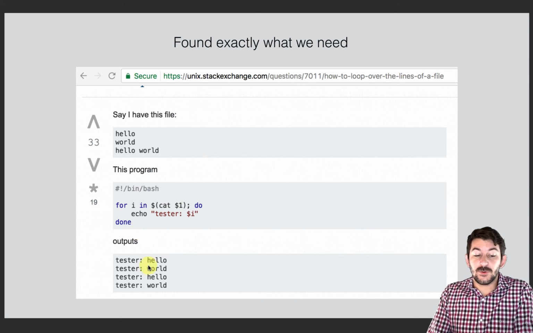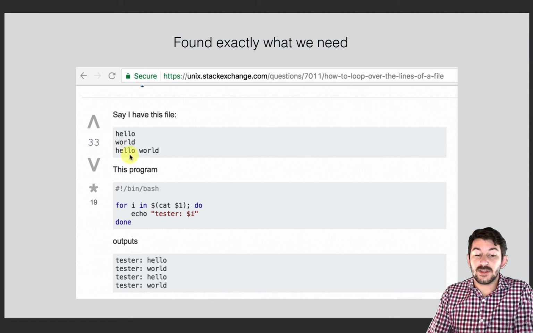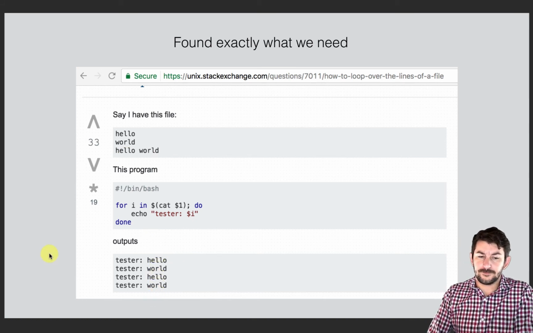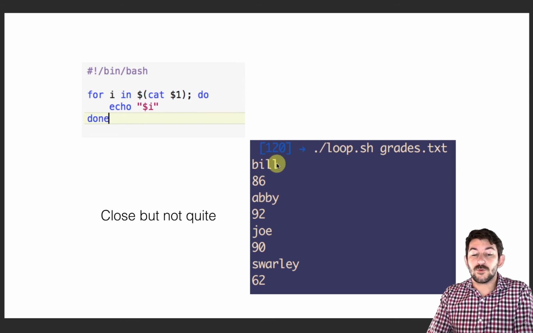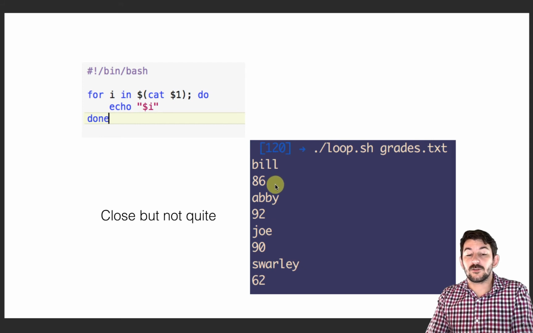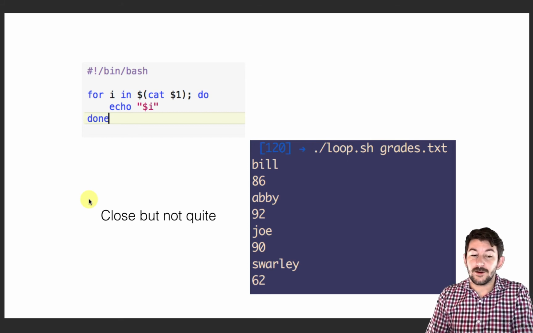And so here it's doing all of them, but the problem is this person's posting an example that it's not doing what they want because it's splitting when there's more than one word on a line. Okay, so see, it's saying hello world, hello world. If we were to do that with our script, this is what it would look like. We don't want each one of these names and grades separate to go through our script because we'll lose the connection between Bill had the 86 and Abby had the 92. So we're close, but not quite there.